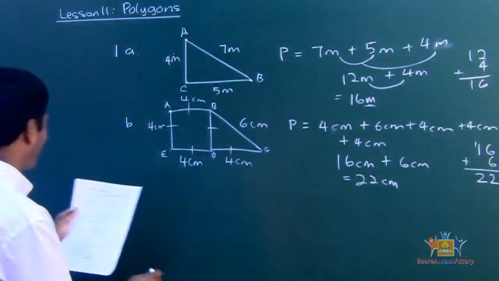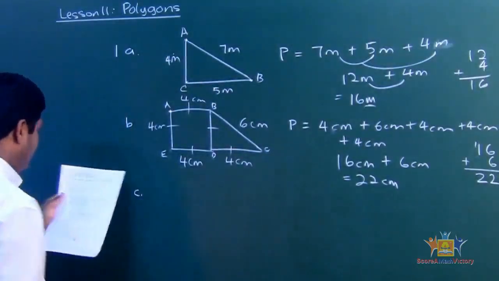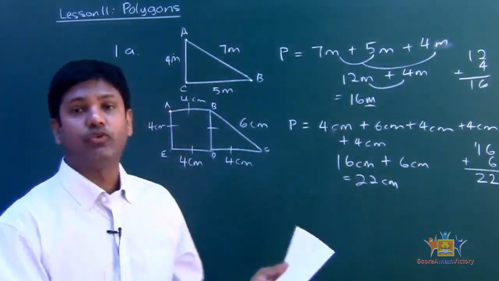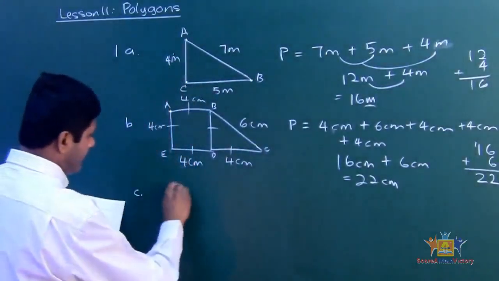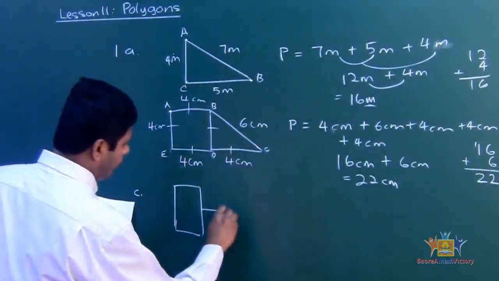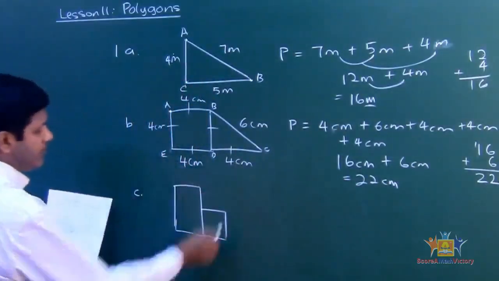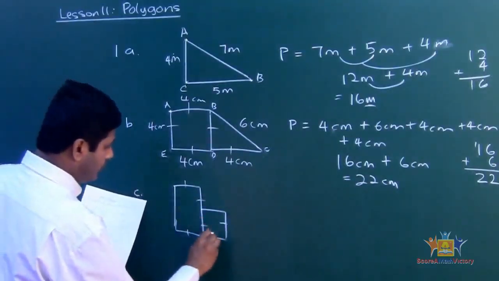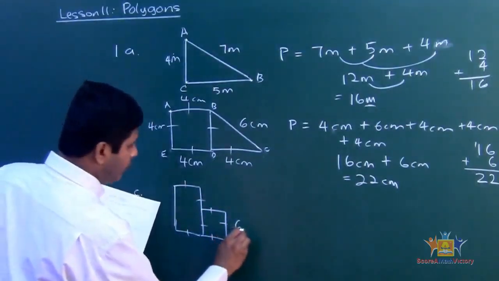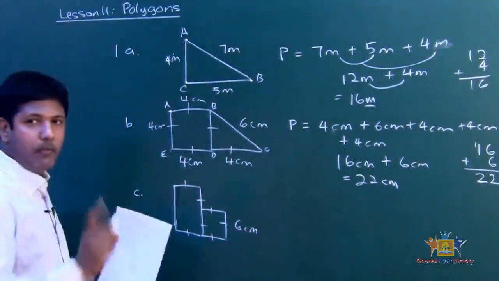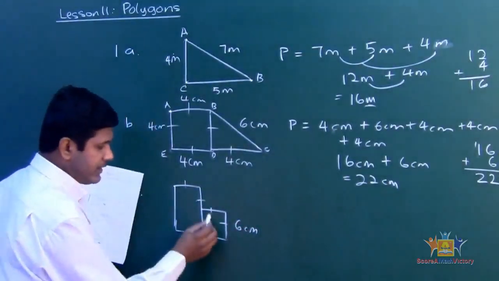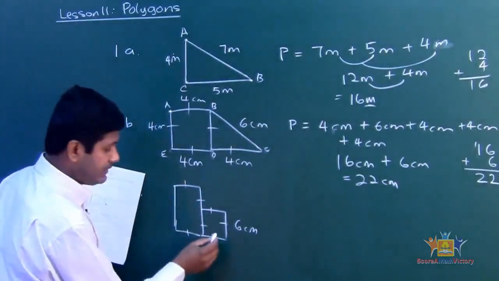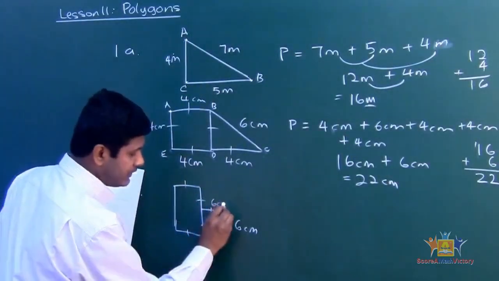Okay, let's look at problem C. Problem C, you're given a combination of a rectangle and a square, okay? So you've got a rectangle and a square, alright? And we're going to find the perimeter of this figure. You are given only one length, but Pablo generously put this line right there, the equal length line. That means, what is this length? 6 centimeters. What is this length? 6 centimeters.